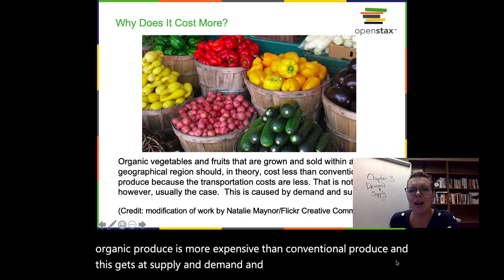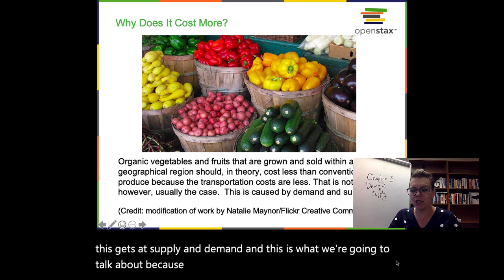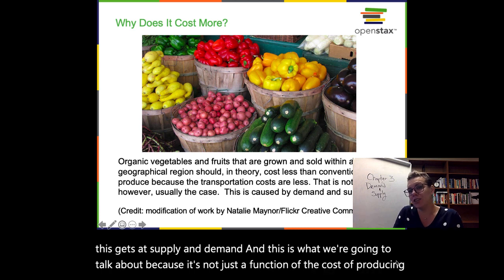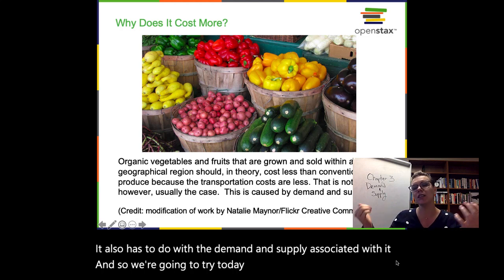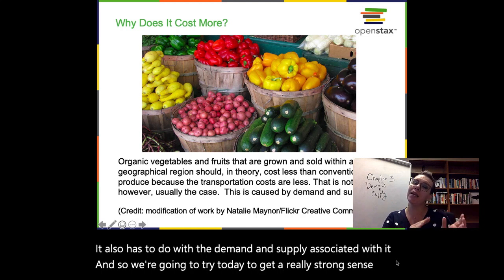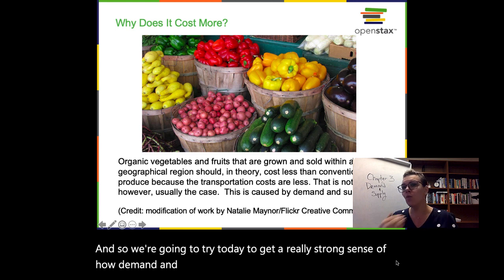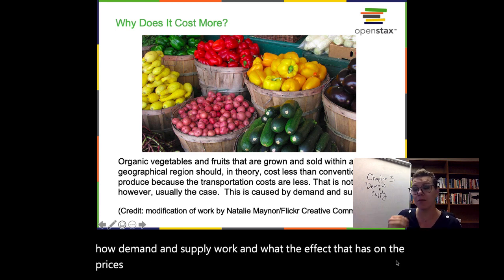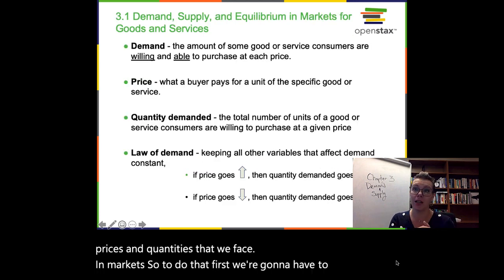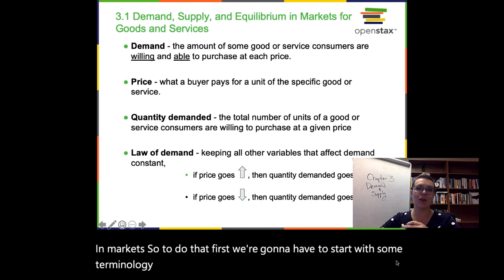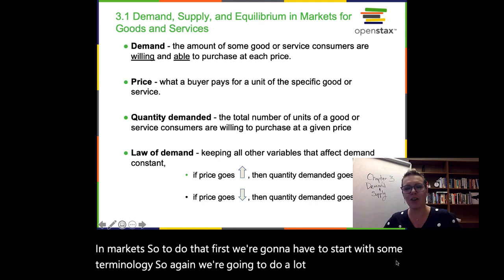And this is what we're going to talk about because it's not just a function of the cost of producing it. It also has to do with the demand and supply associated with it. And so we're going to try today to get a really strong sense of how demand and supply work and what the effect that has on the prices and quantities that we face in markets. So to do that, first we're going to have to start with some terminology. So again, we're going to do a lot of new terms today, but they're all going to be related.